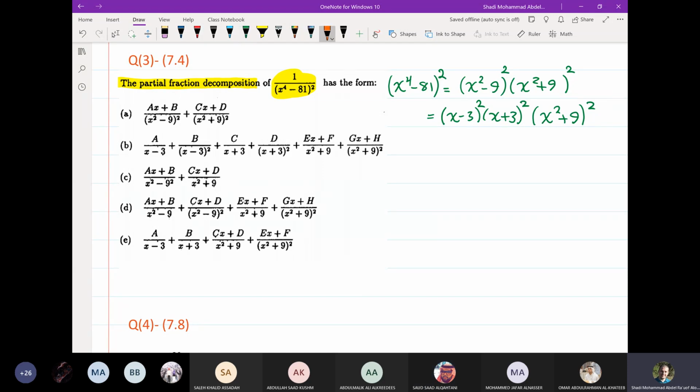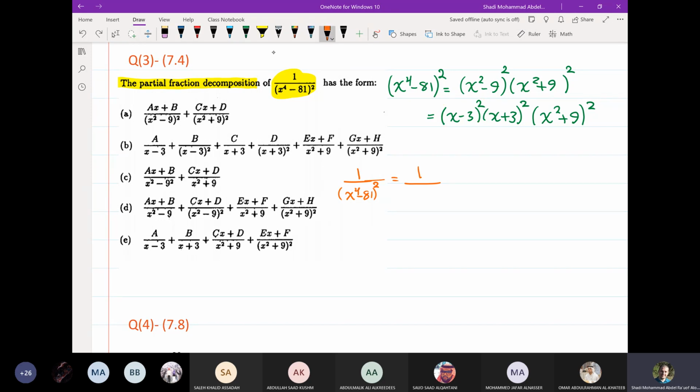See here, guys. This is the simplest form. So if I want to do the partial fraction decomposition, it will be like the following. 1 over x to the power 4 minus 81 squared. First of all, I will consider the first part. It is x minus 3, which is linear but repeated twice. So that means we will have 2 fractions for this part.